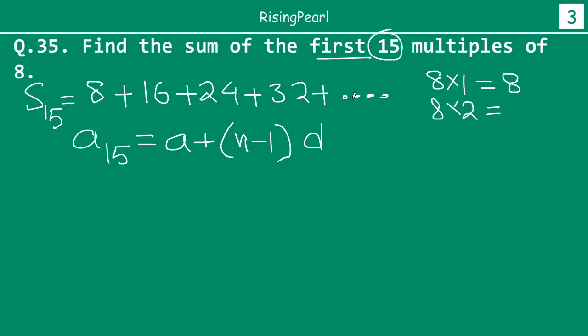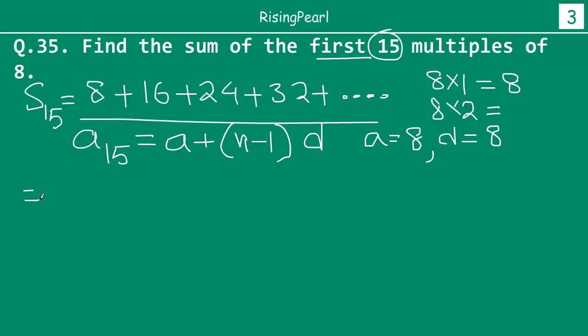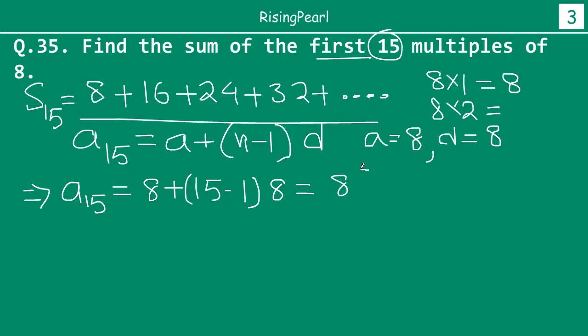The fact that we have figured out that this is actually an arithmetic progression, so we know that A is equal to 8 for this question, and D is also equal to 8, right? So if we want to find out the 15th term, A15 will be equal to A is 8 plus 15 minus 1 times 8, right? Or if you take 8 common, it will be 1 plus 15 minus 1. Plus minus will cancel out. So 15 times 8 is 120.